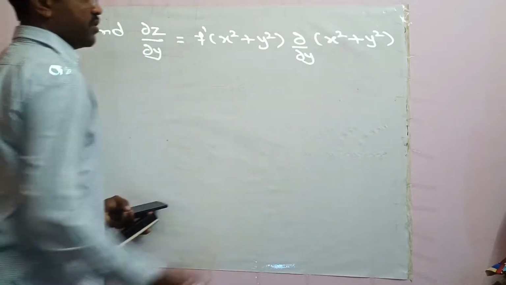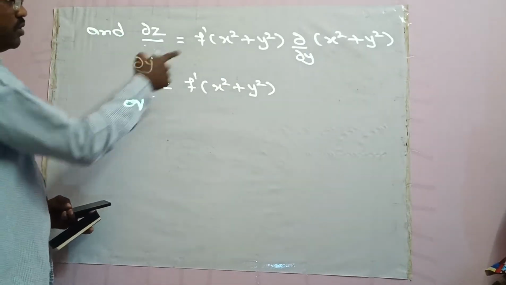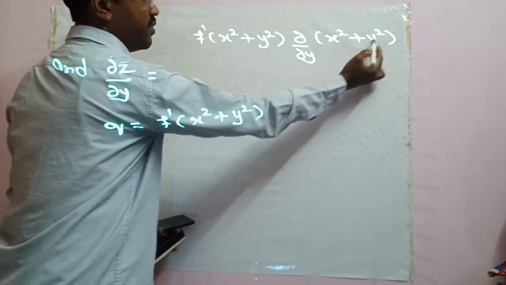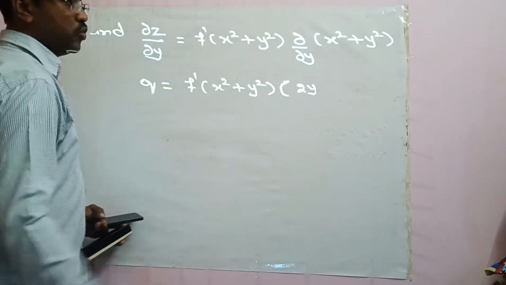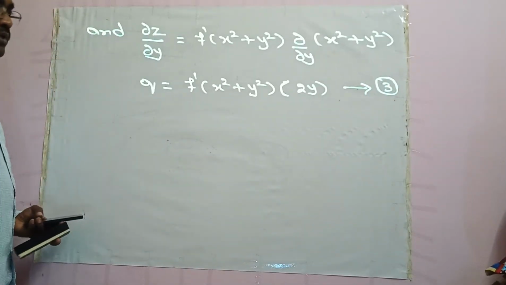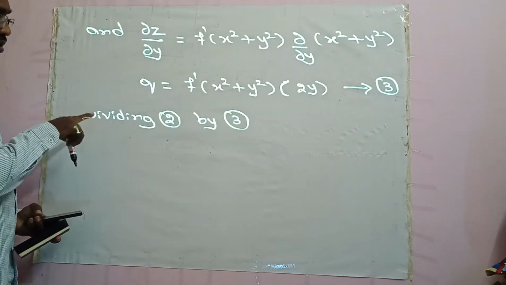What is the differentiation of x square? It is 0. We have taken dou z by dou y as q, f dash as it is. Differentiation of x square is 0 and differentiation of y square is just 2y. Close the bracket and call it equation number 3. So we have got equation 2 and equation 3.